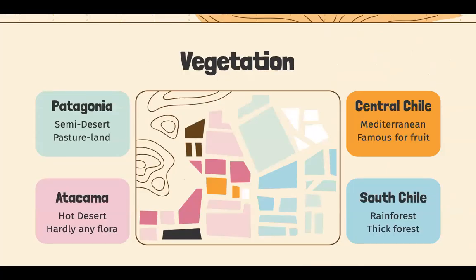So, talking about other areas and their vegetation, Patagonia is a semi-desert and it's mainly a pasture land because it's mainly just grass. The Atacama is a hot desert and hardly anything grows there. Central Chile is Mediterranean and it's famous for its fruit. And South Chile is rainforest and thick forest with lots of precious wood.